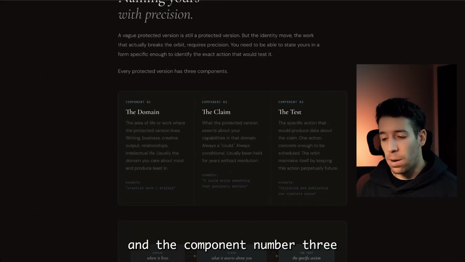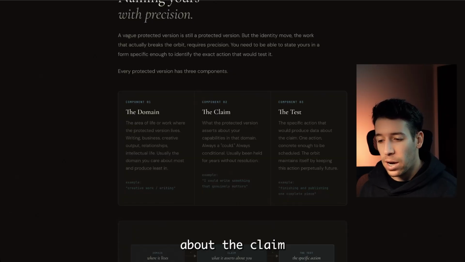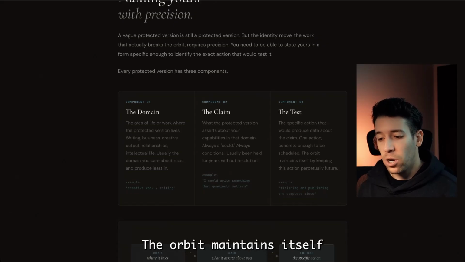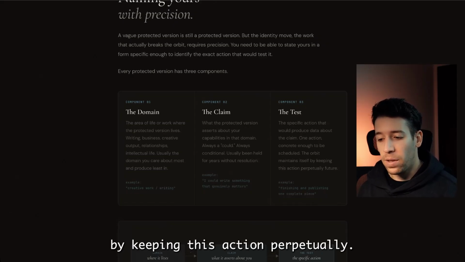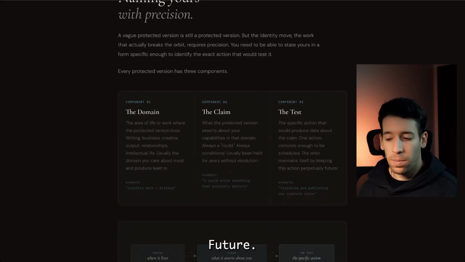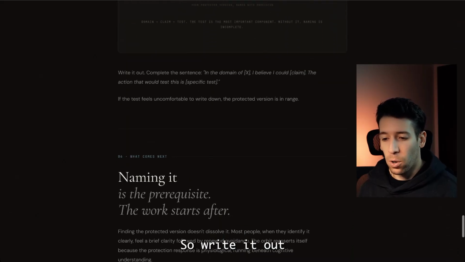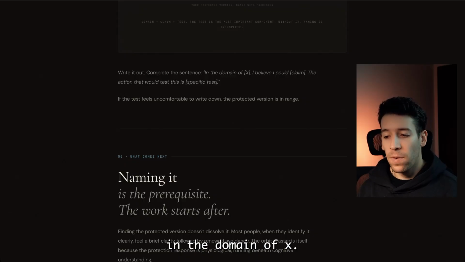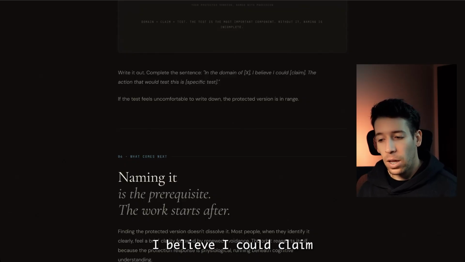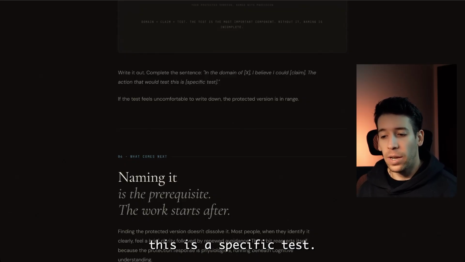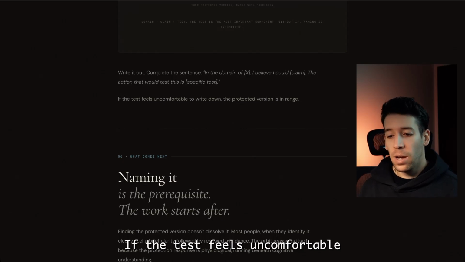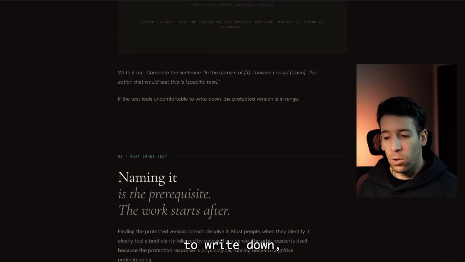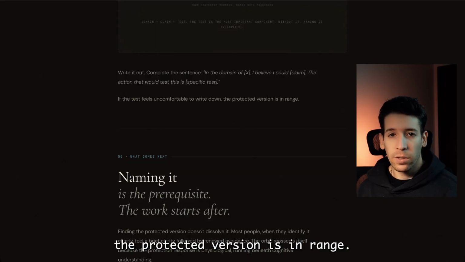And component number 3 is the test, the specific action that would produce data about the claim, one action concrete enough to be scheduled. The orbit maintains itself by keeping this action perpetually future. So write it out and complete this sentence: In the domain of X, I believe I could claim, and the action that would test this is a specific test. If the test feels uncomfortable to write down, the protected version is in range.